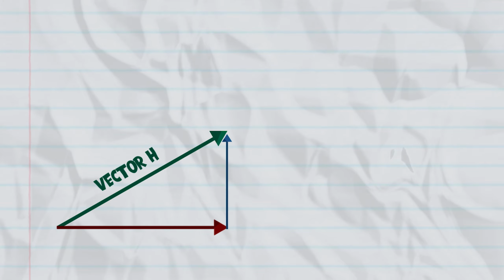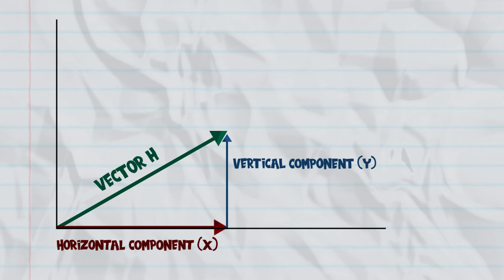A single vector can be represented as the sum of 2 vectors. What do I mean by that? Say that we have vector h. I can say that vector h will be the sum of the red and blue vector. Expressing vector h as the sum of the red and blue vectors breaks it down into its vertical and horizontal components. Let's say that vector h has a length of 8, and its direction is 30 degrees.